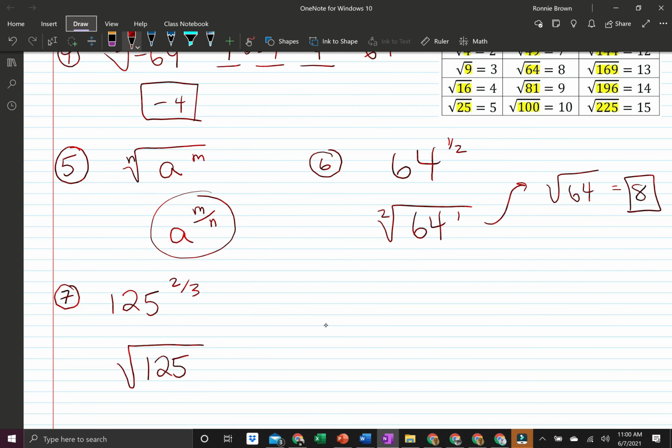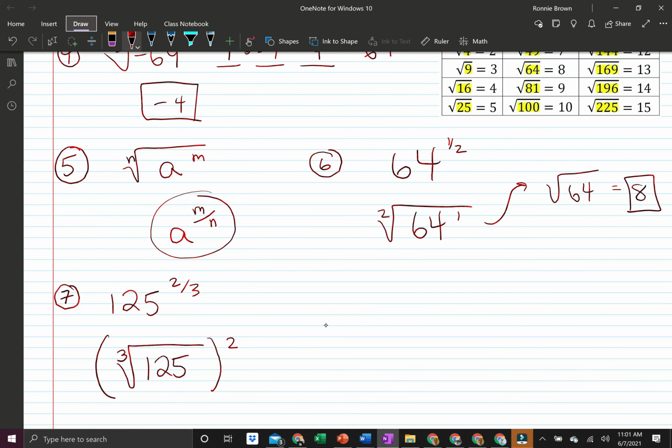So that 2 goes either, I'm sorry, I didn't mention this, but the 2 can go right next to the 125 as its exponent, or we can place it on the outside like this. So sometimes that may be the better option, so that you can just take whatever root it is first. So the 3 goes on the inside as the index, and this will be much easier.